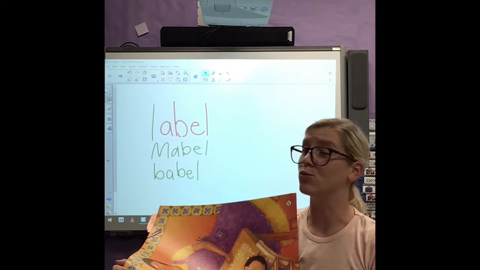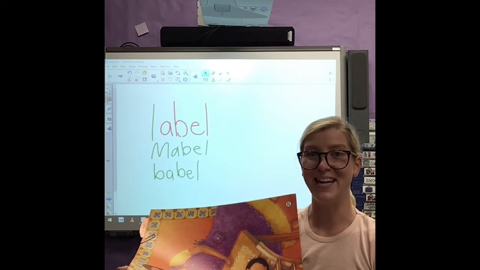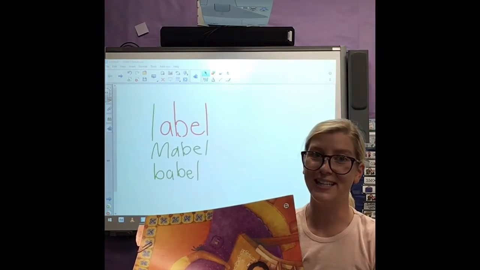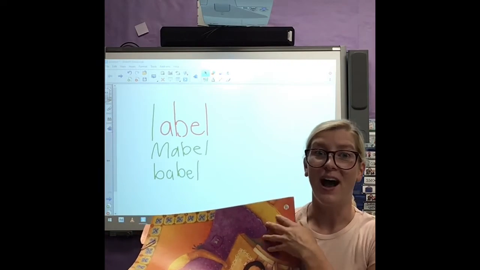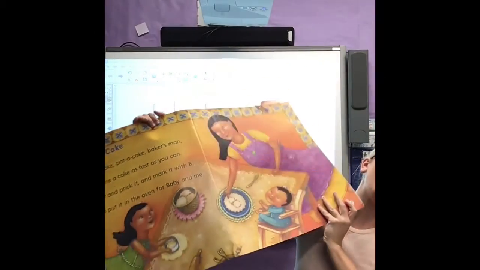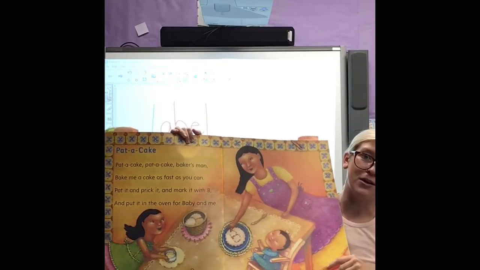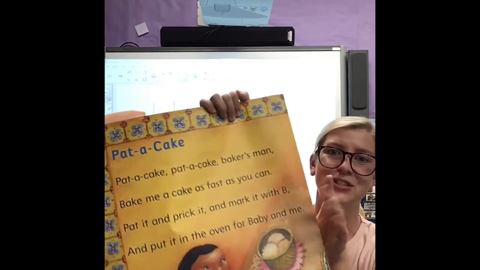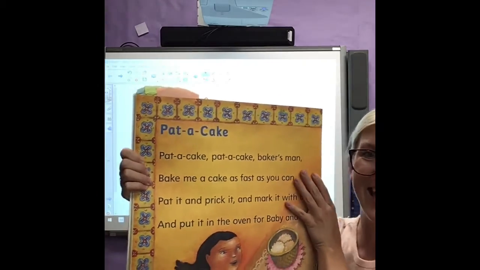Since we're talking about rhyming words and rhyming names like label, Mabel, Babel, some are silly and made up, some are real, I thought we should read a rhyming story from our big book that I borrowed from our reading teacher, Miss Jones. This story is called Pat a Cake.